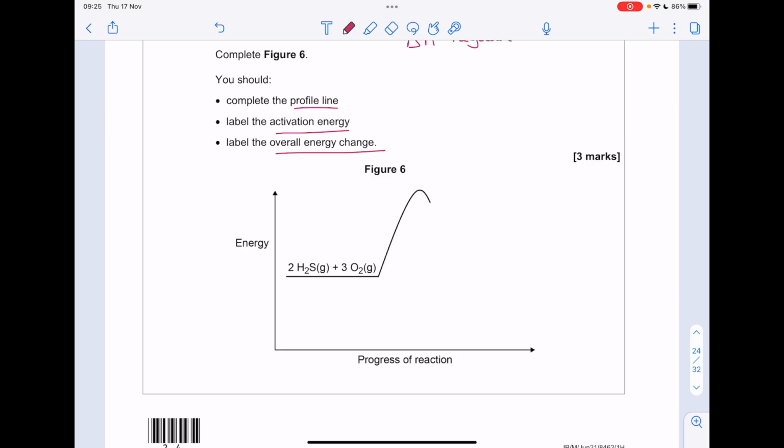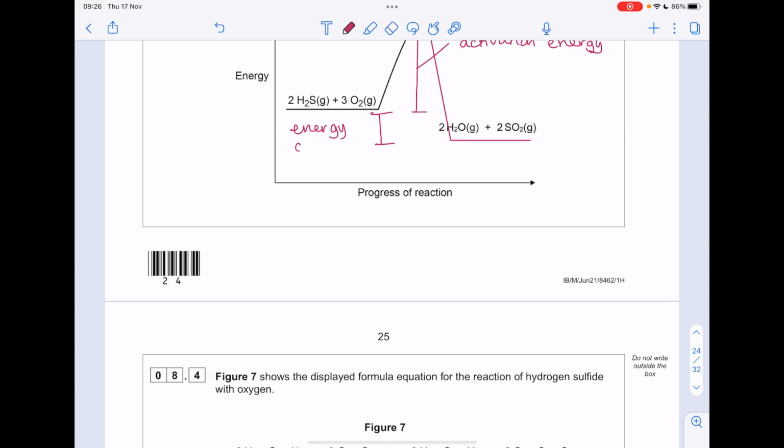Because it's an exothermic reaction, those products need to be at a lower energy. Here comes our profile line. Now the activation energy is the minimum energy required for the reaction to take place, which is why it's this line here. So I've done those two steps, and there's your energy change, which remember is the difference in the energy between the reactants and the products.